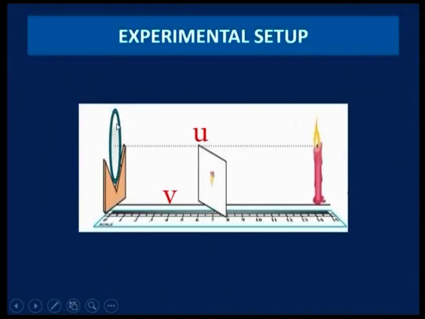In this experiment we need a concave mirror. We need a V-shaped stand to place the concave mirror. We need a candle which acts as the object. We need a white paper which acts as the screen.